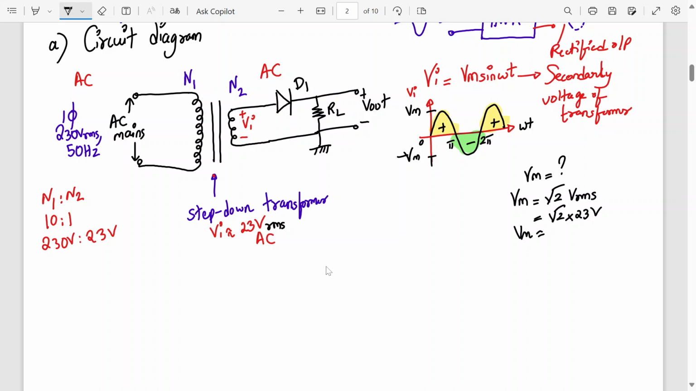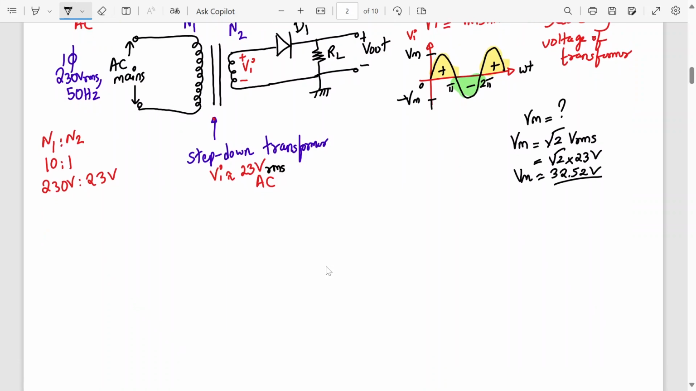1.4, so around 30 and above. What is 23 root 2? How much? Tell me fast. 32.52. Okay, so this much is the amplitude of this AC signal.